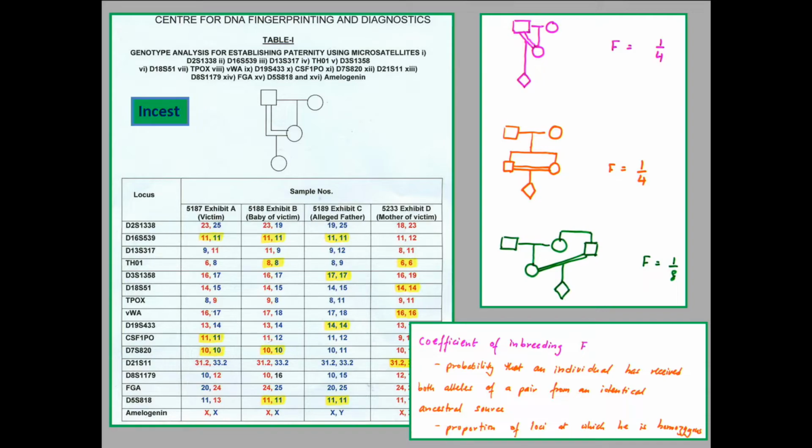The fact that this was a case of incest is not in doubt. It's based not on the fraction that is homozygous, it's based on the fact that the baby had 1 allele from this victim and 1 allele from the father, from her grandfather. So that's what shows that it's incest.